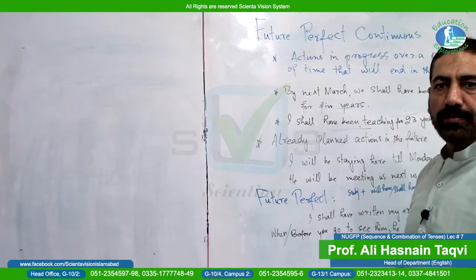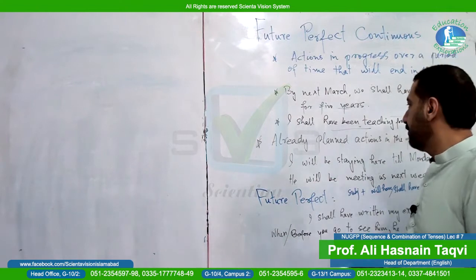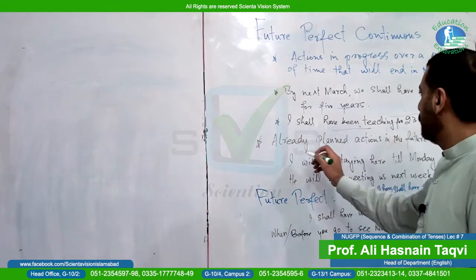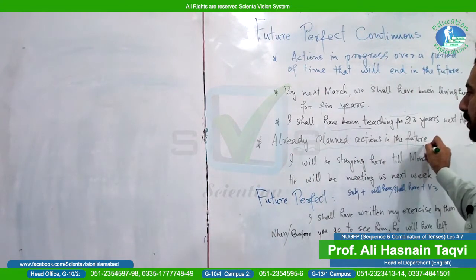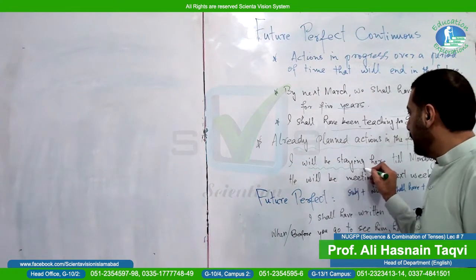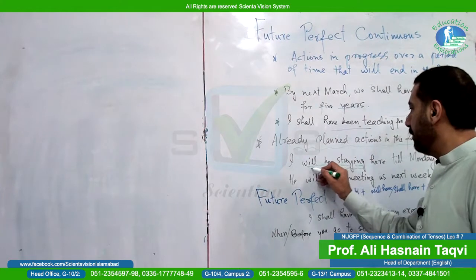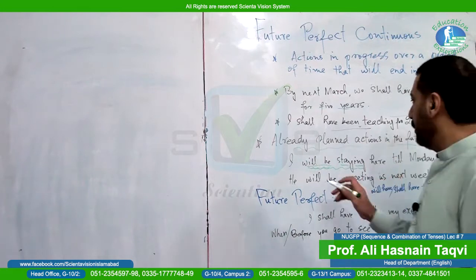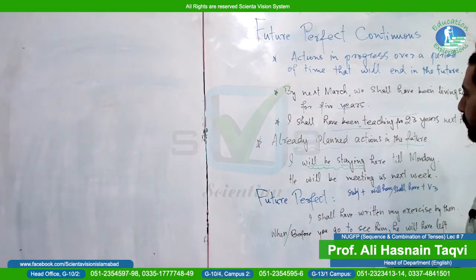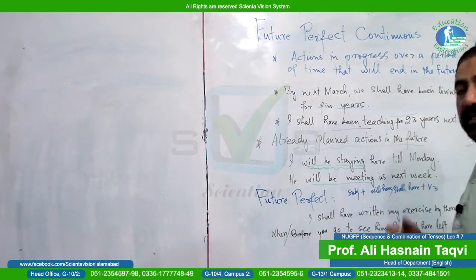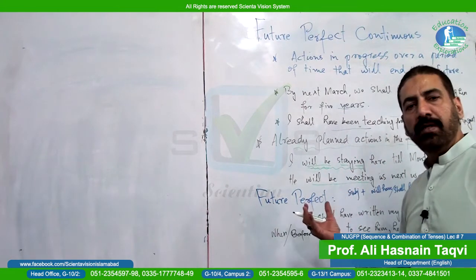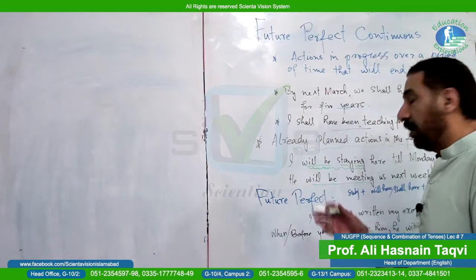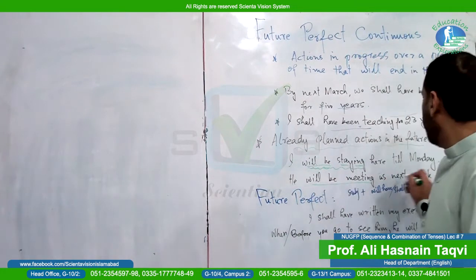My dear students, heading towards the end of this debate, see, we were discussing in terms of future continuous. For already planned actions in the future, we are using this will be staying, shall be, for what? The action that has been planned in future. I will be staying here till Monday. He will be meeting us next week. So it's a planned program which is being referred to through future continuous. He will be meeting us next week.